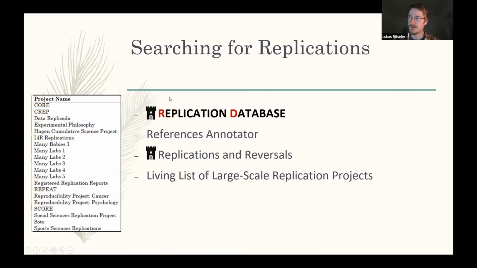So first, we need to find replications, and therefore, as part of Replication Hub, we have the replication database and the references annotator that is currently being worked on. We have the replications and reversals legacy project that is being converted right now. And we also have a living list of large-scale replication projects that you can see here on the left that we are maintaining and that will be updated.